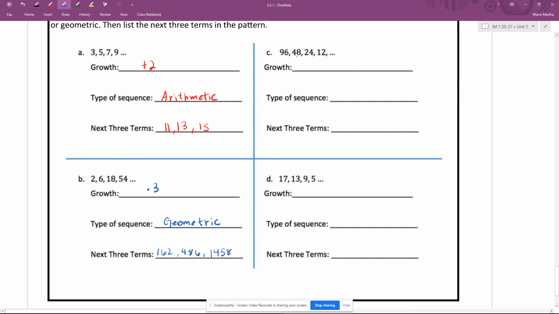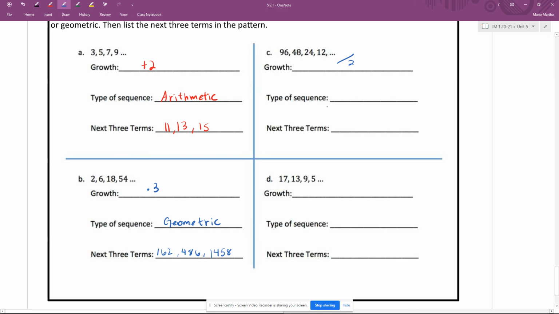For C, we have 96, 48, 24, and 12. So here the growth pattern, since it is going down, right? Remember, if you see a pattern that's going down, it's going to be either dividing or subtracting. Here it goes down by big chunks, so it's going to be dividing. And then 96 and 48, if you divide those two, you get 2. 48 divided by 24, you get 2. 24 divided by 12, you also get 2. So therefore, we're dividing by 2 each time.